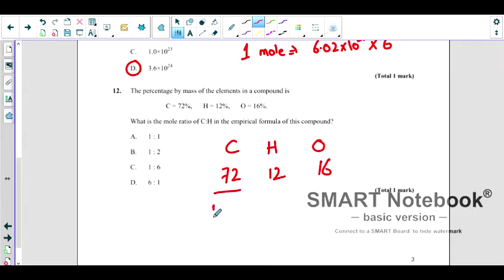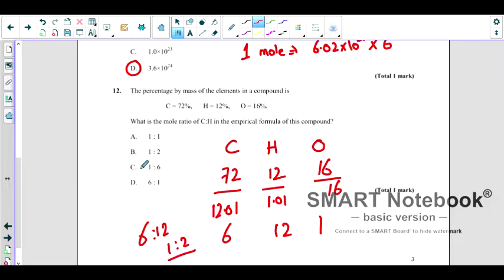We divide the percentages by the masses as we do for the empirical formula, 1.01 divided by 16. Here, if you see, this is 6 and this is 12 and this is 1. So the mole ratio for this is what? For this one, it is 6 and 12. In simple terms, it can be 1:2. So the answer is 1:2. He didn't ask for oxygen, so if we don't count it, we only checked for carbon and hydrogen.